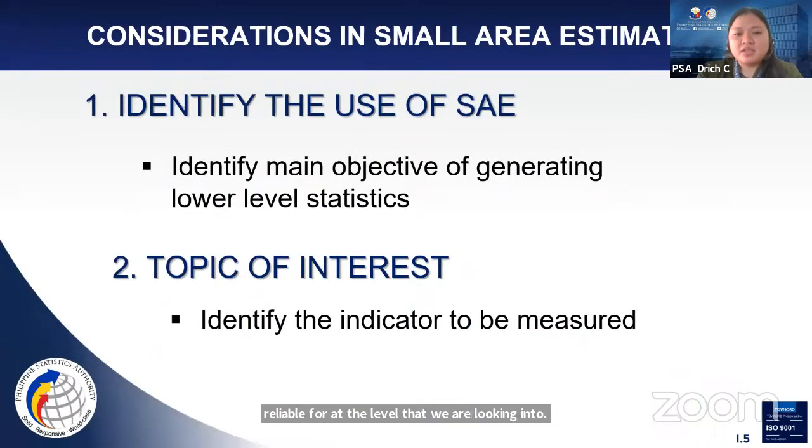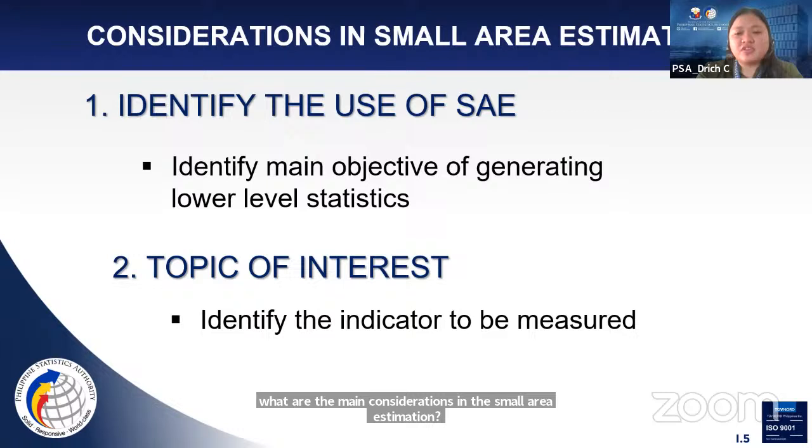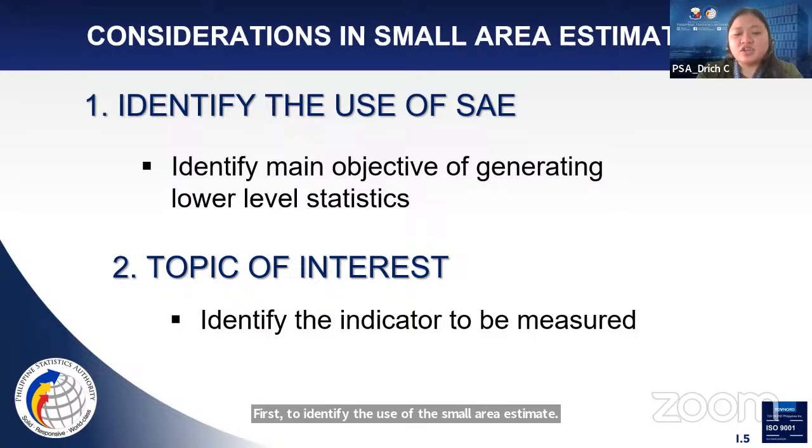So what are the main considerations in small area estimation? First, we identify the use of the small area estimate. So we identify the main objective of generating lower level statistics. What do we need it for? Who will be the one needing it? Those are the initial considerations that we should answer.